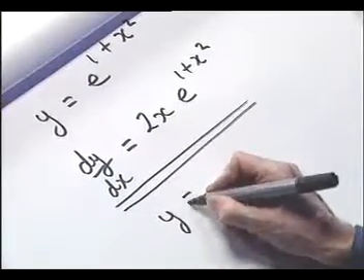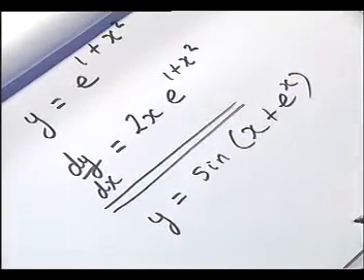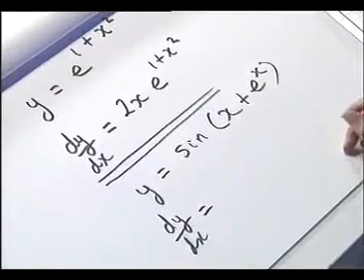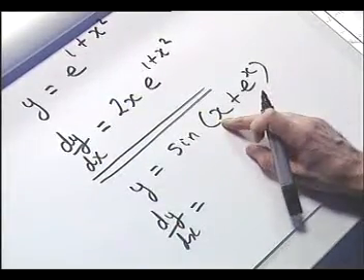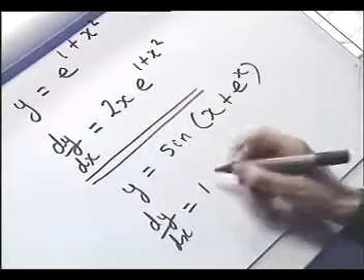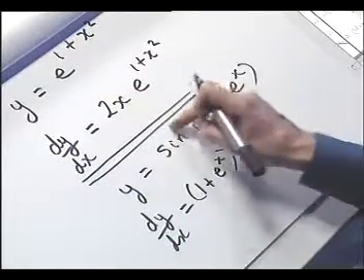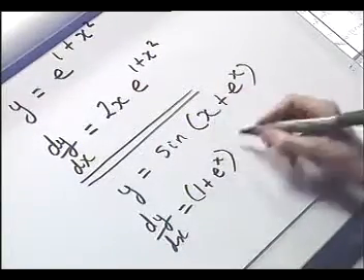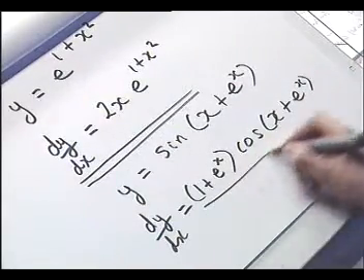Let's take y equals the sine of x plus e to the x. dy by dx is equal to, well, here we can identify the g of x, so we want the derivative of this to write down. The derivative of x is 1. The derivative of e to the x is just e to the x, times by, and we want the derivative of this as though this were u. And the derivative of sine is cos, and then x plus e to the power x.